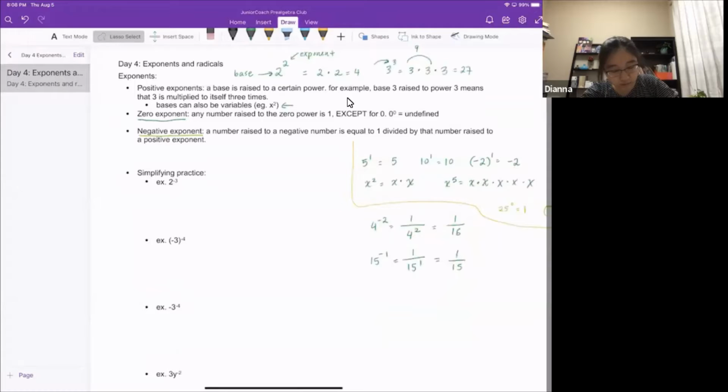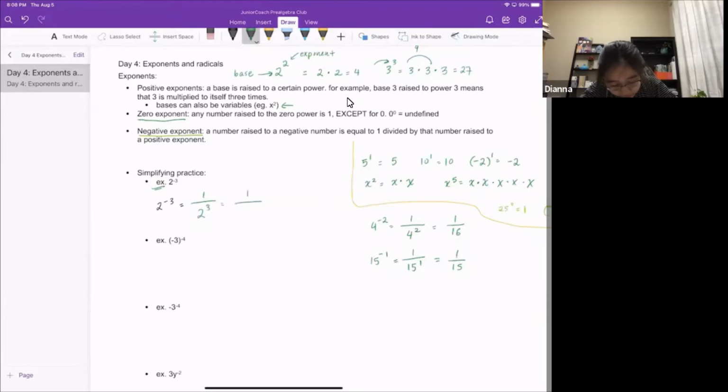So our first one, here we have 2 to the negative third power. And so a similar procedure, right? So 2 to the negative third power equals what? Whenever we see a negative exponent, we have to think, oh, this thing belongs in the denominator. And then we just take away that negative. So 1 over 2 to the positive third power now.